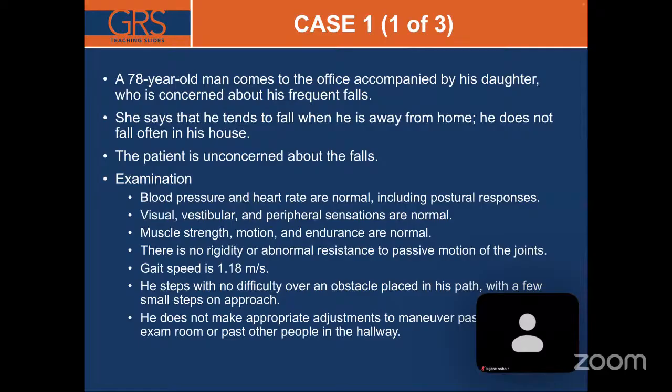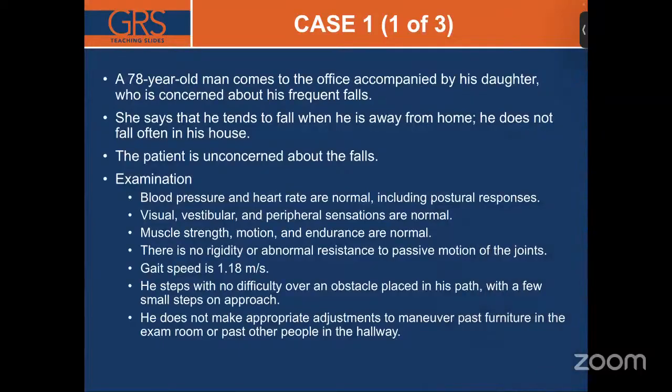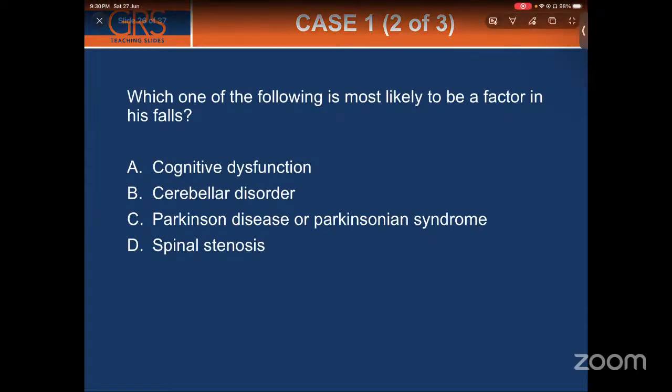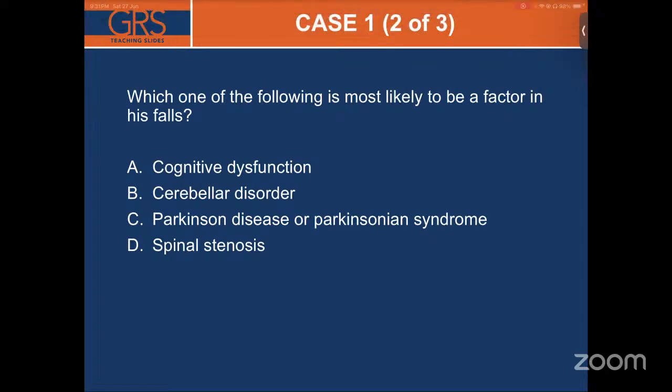Gait speed is 1.18 meters per second. He steps with no difficulty over an obstacle placed in his path, with a few small steps on approach. He does not make appropriate adjustments to maneuver past furniture in the exam room or past other people in the hallway. So the question says, which one of the following is the most likely to be a factor in his falls? Is it related to A, cognitive dysfunction, B, cerebellar disorder, C, Parkinson's disease or Parkinsonian syndrome, or D, spinal stenosis?